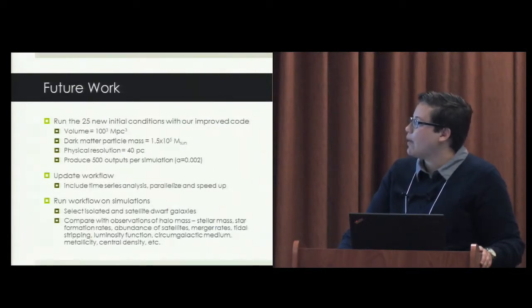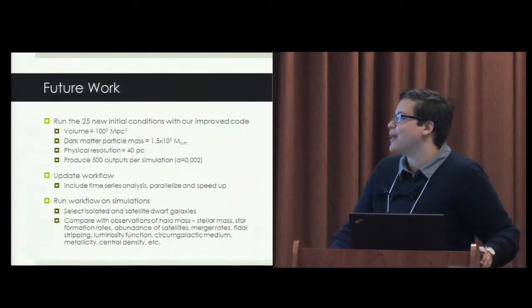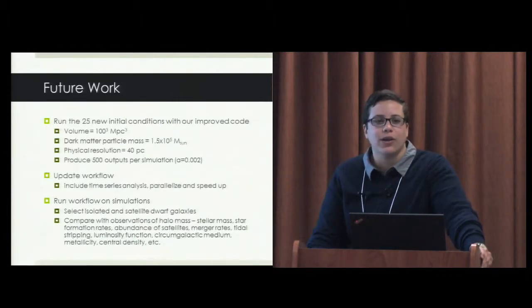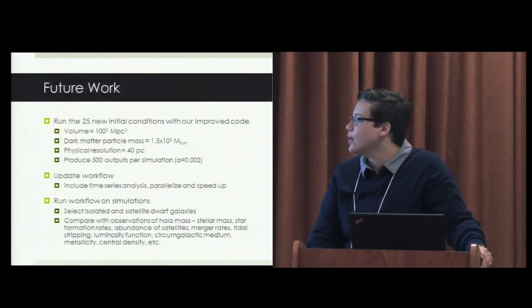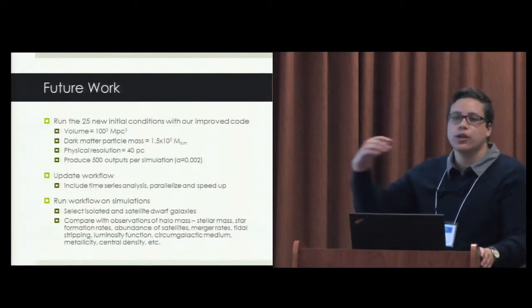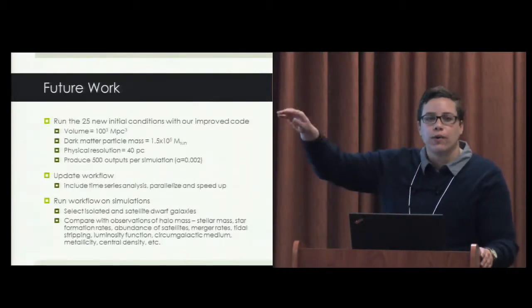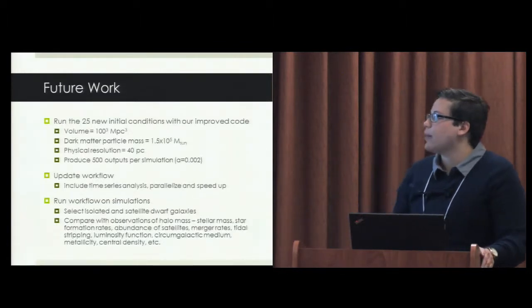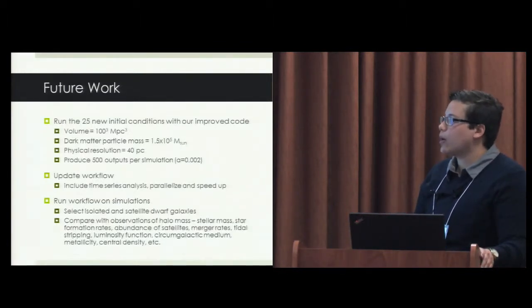We're going to produce about 500 outputs per simulation, and so I need to update the workflow to parallelize it and speed it up, because right now it's not fast enough for 25 different initial conditions, each with 500 snapshots, and include some time series analysis to do some merger trees, figure out how those dwarfs move through time, be able to track them and find their peak masses and circular velocities. And then I need to run that workflow on these simulations that I'll be running over the summer on Blue Waters.